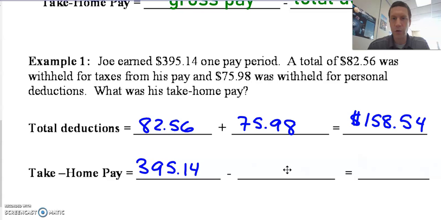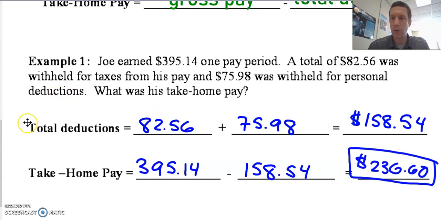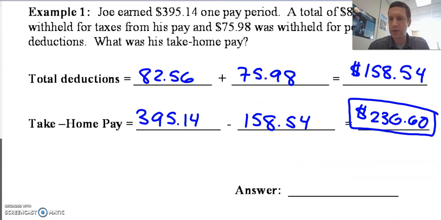And then we want to take our gross pay minus those deductions, and that should get us our take-home pay. So we get $236.60.